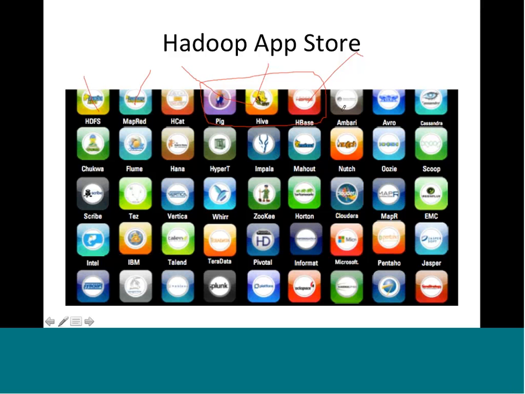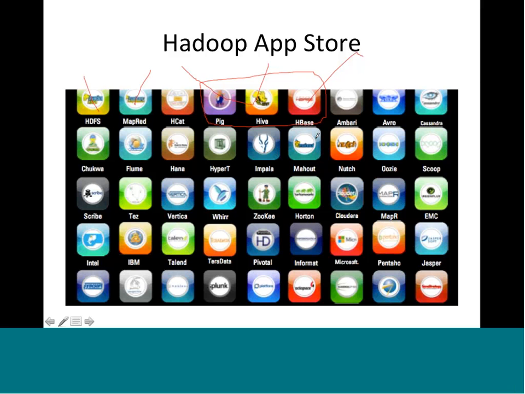Then you have various others: Ambari is there, Avro is there for serialization, Cassandra is there, Chukwa is there, Flume is there, HANA, which is actually for SAP systems. Then you have Hypertable, you have Impala, you have Mahout for machine learning, and Oozie for workflow management. It's for machine learning algorithm implementation. Yes, it's machine learning.